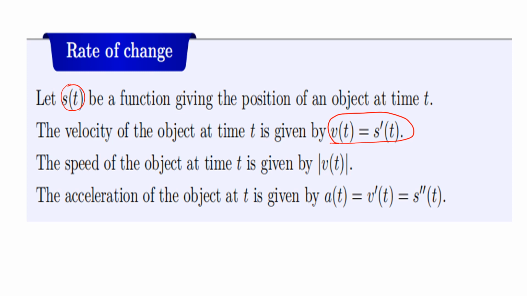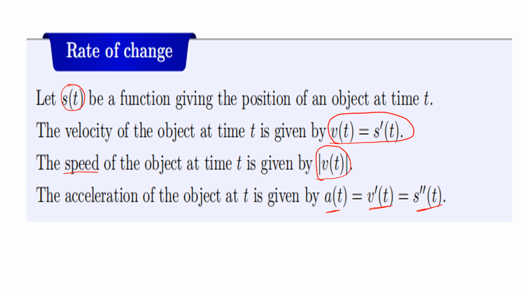After knowing the velocity, we can find out the speed of the object at a time t. So it is given by v of t, which we already have. We can find out the modulus value of v of t. And the acceleration of the object at the time t is given by a of t equal to the first derivative of the velocity v of t, or the second derivative of the position function s of t.